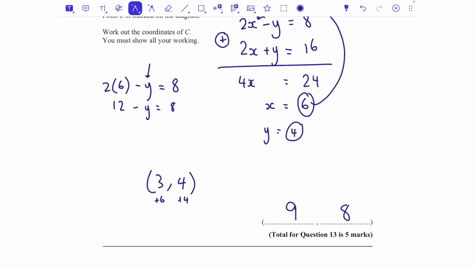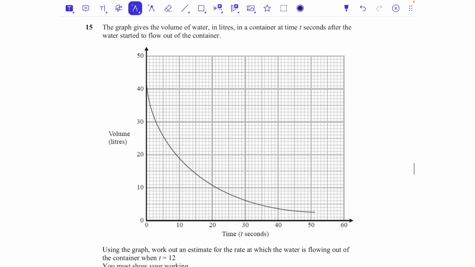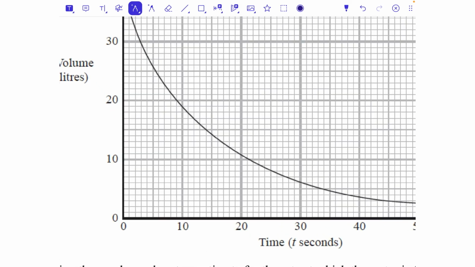Hopefully that makes sense. That is quite a tricky question, so well done if you managed to follow along with that. Question number 15. The graph gives the volume of water in litres in a container at time t seconds after the water started to flow out of the container. Using the graph, work out an estimate for the rate at which the water is flowing out of the container when t is 12. Okay, so let's go, t is 12 here.